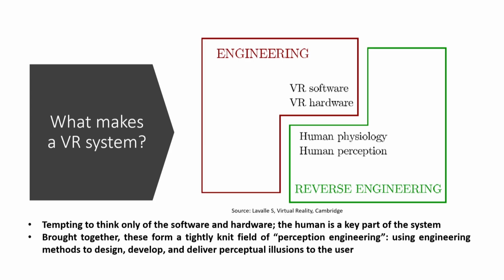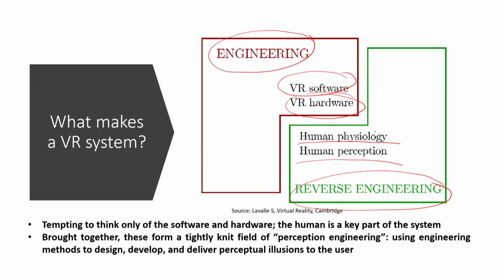Let us look at what makes a VR system. We can think of a VR system as being made of the engineering bit and the reverse engineering bit. The engineering bit consists of your VR software and VR hardware, such as the headset that I showed you and any software that loads onto it. The reverse engineering aspect consists of understanding human physiology and human perception and tailoring it into the VR software and hardware. So, it is tempting to think only of software and hardware as making the VR system. The human, I repeat, the human is a key part of the system.